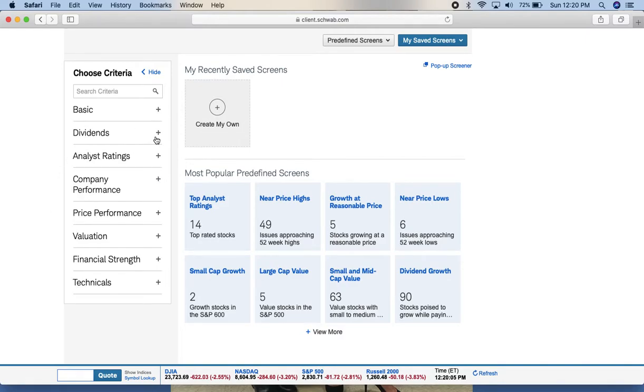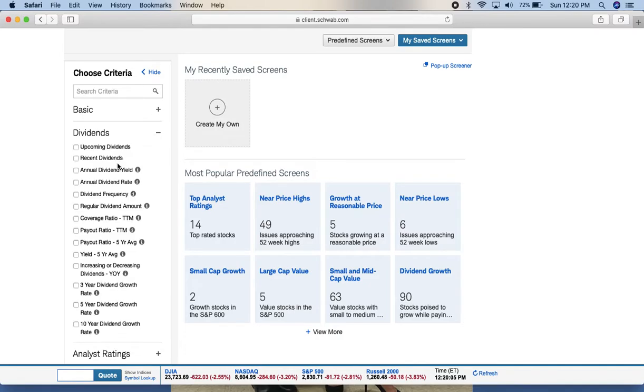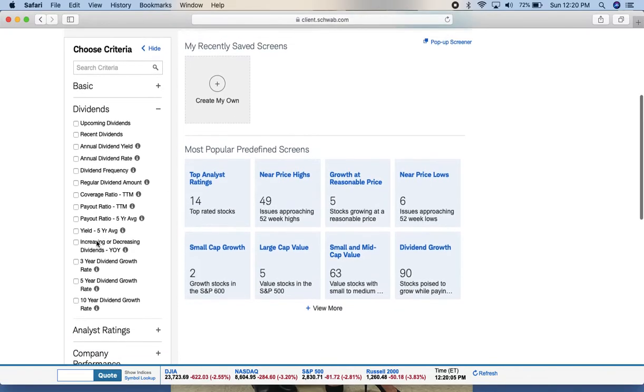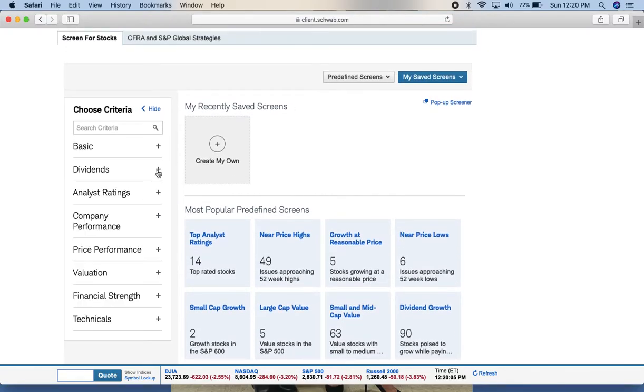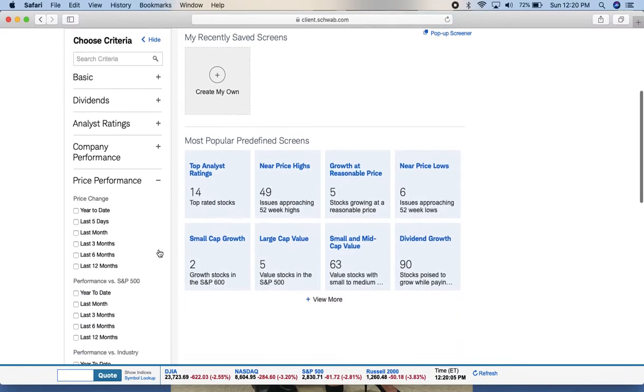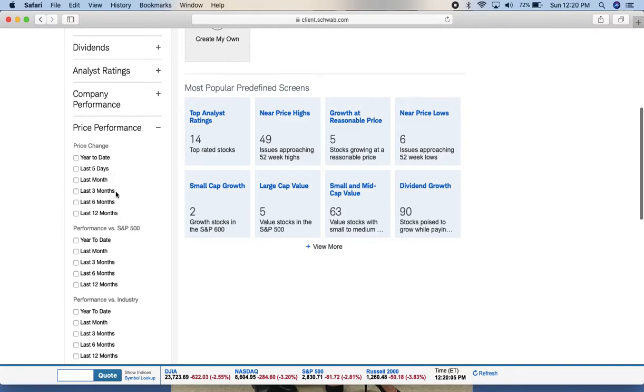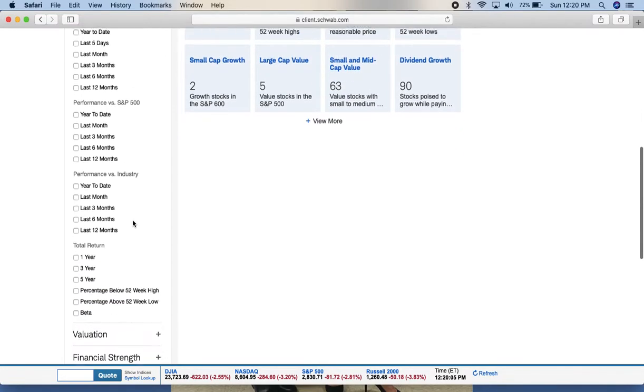Okay, and if you're saying, well, I don't know what all this stuff is, well, they've got the basics right there by the headers, the categories. And these are different things that you can screen based on those categories. So if you were going to do dividend investing, you'd probably focus on there. Myself, I'm looking at price performance. And there are different indicators here that you could be looking at.